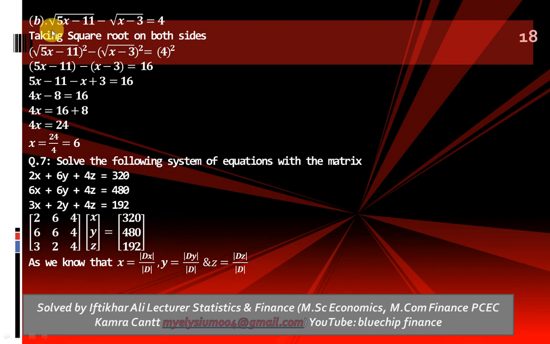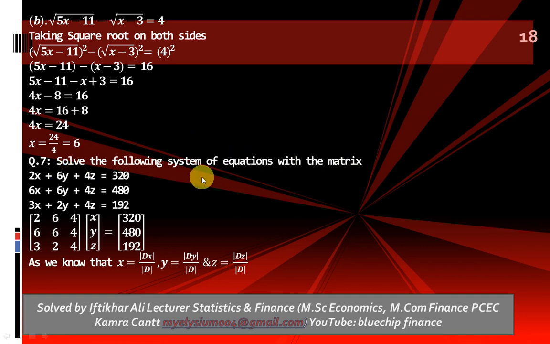Question number 6, part B: square root of 5x minus 11 minus square root of x minus 3 equals 4. First of all, we take the square on both sides to eliminate the roots. So the remaining values will be 5x minus 11 minus x minus 3 equals 4 squared, which is 16. Just simplify this equation, it will produce 4x equals 24 and x should be equal to 24 by 4 equals 6. Question number 7, solve the following system of equations with the matrix.